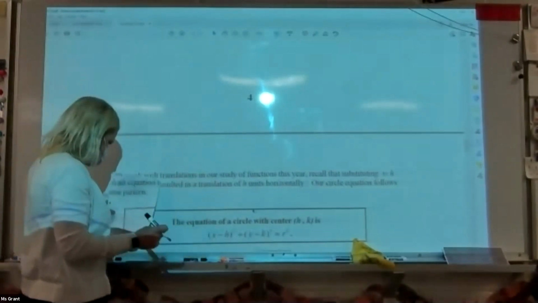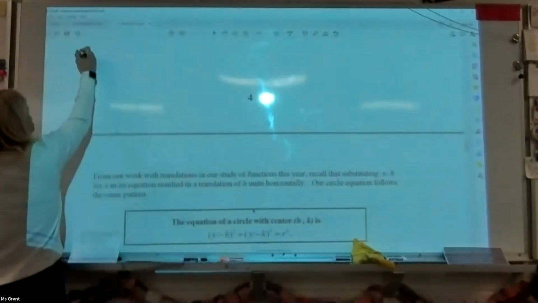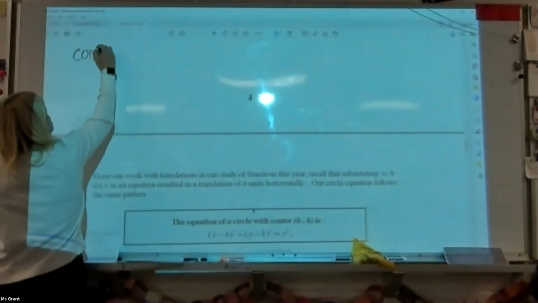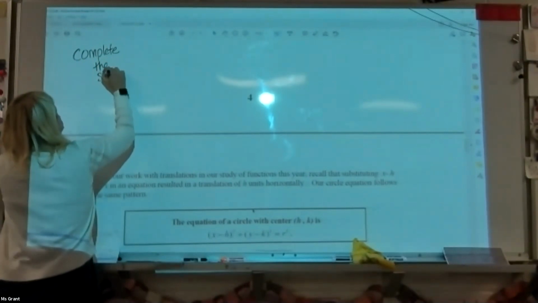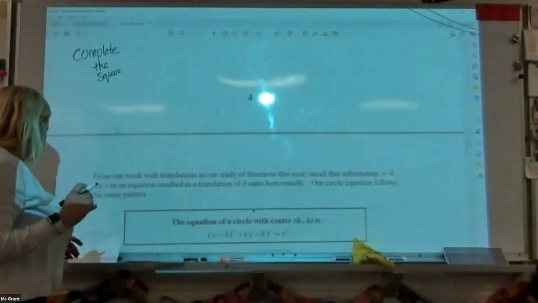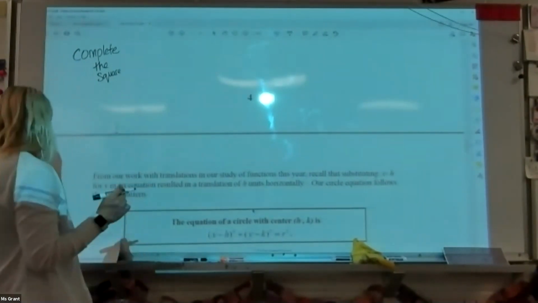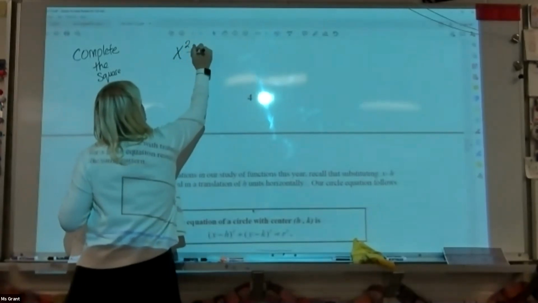The topic I want to review before we start, because we're going to be doing it today, is completing the square. This is definitely Algebra 1. You haven't seen it, maybe briefly in geometry, but not. Okay, so I'm going to give you a formula.